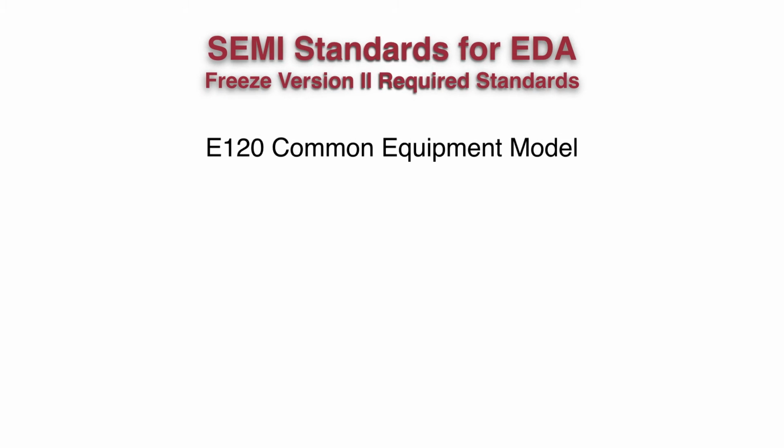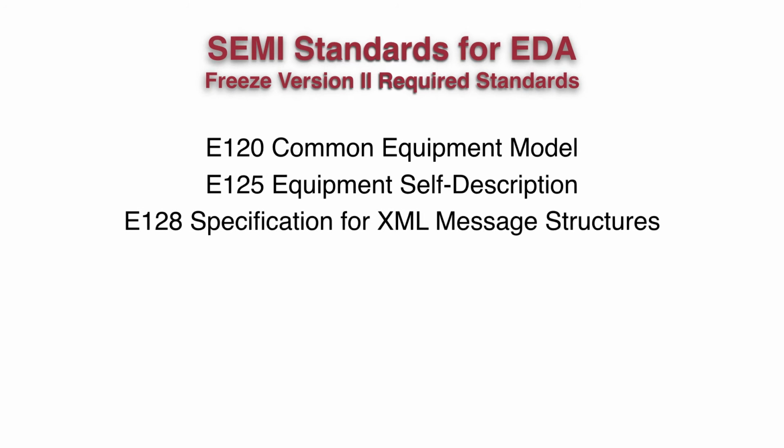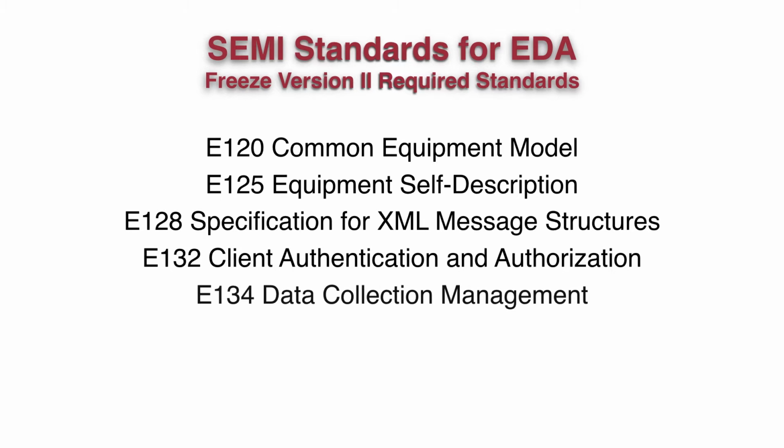You see here in this slide a long list of E numbers. The E numbers are how the SEMI standards are defined: E120, E125, E128, et cetera, et cetera. Luckily, you don't have to get lost in those details. There's really only a handful that really matter, and they are the E132, which is the authorization and authentication standard, which is what allows you to actually communicate securely to the equipment. The E120, E125, and E164 define all of the content and structure of the model. And the E134 defines all the services for actually data collection itself. So these three sets of standards work very closely together.